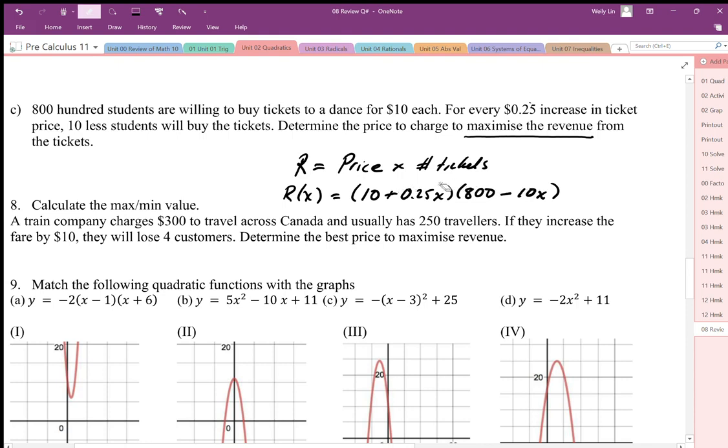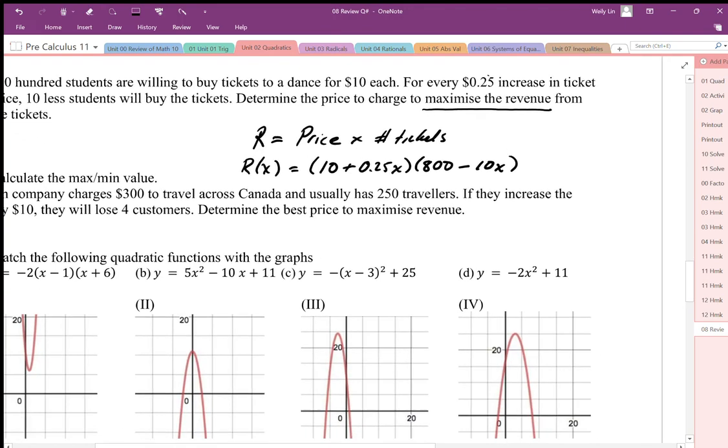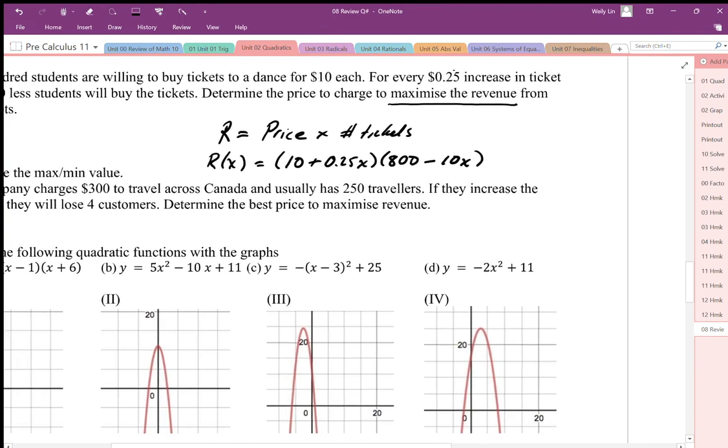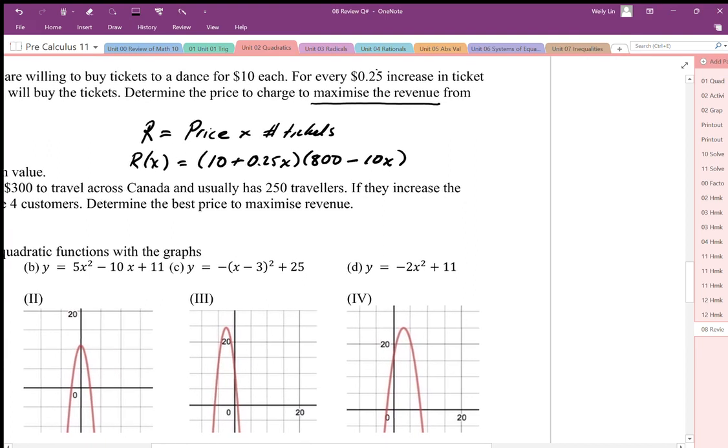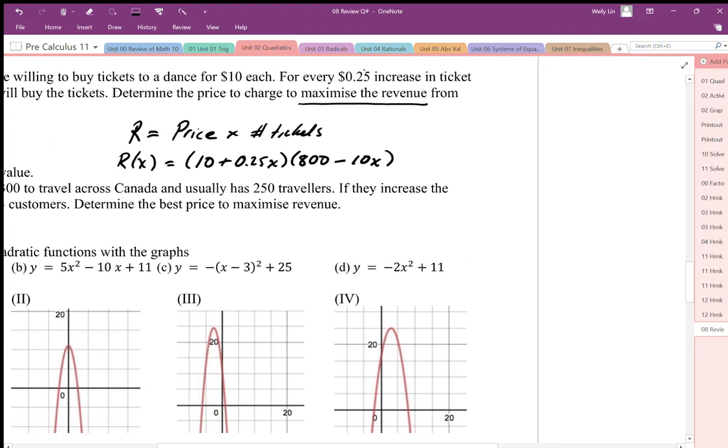Okay, so there's my equation: my price times the number of tickets sold. I now have my quadratic equation. For the previous one, I solved by completing the square. But this one really, if we have a graphing tool, once we have the equation, we can just graph and solve. So in graphing this, I can get a graph that looks like this.